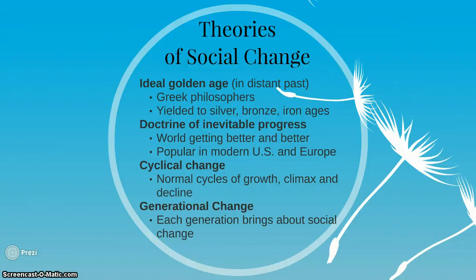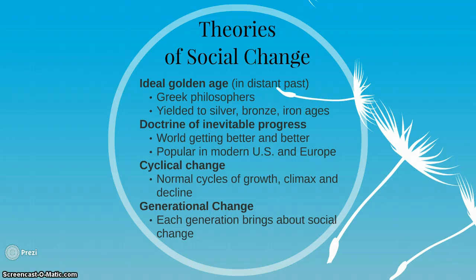There are a number of different theories about social change. How does society change? We know it does. How does it change? What are the mechanisms that cause the change? One view is the concept of the ideal golden age. This was held by the Greek philosophers. They believed that the earliest group of human beings were comparable to gold. It was a golden age of humanity, an ideal paradise, like an Eden. And that after this golden age, society began to deteriorate from gold to silver, silver to bronze, and from bronze to iron.